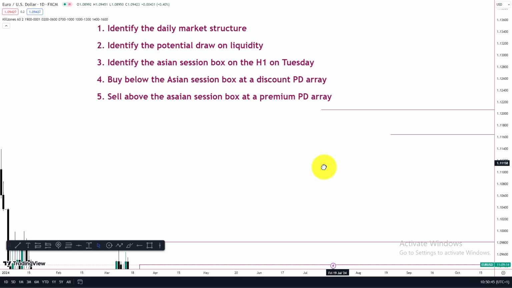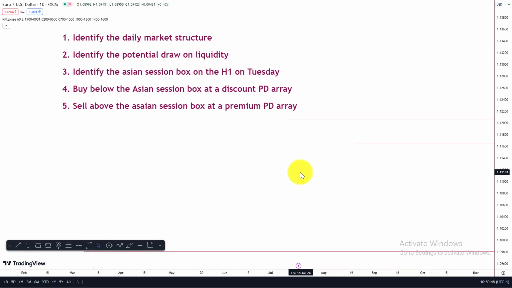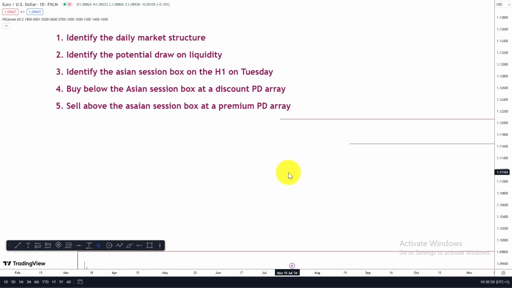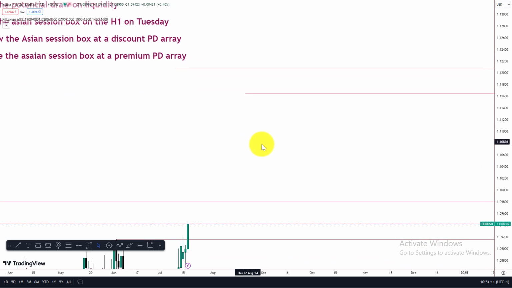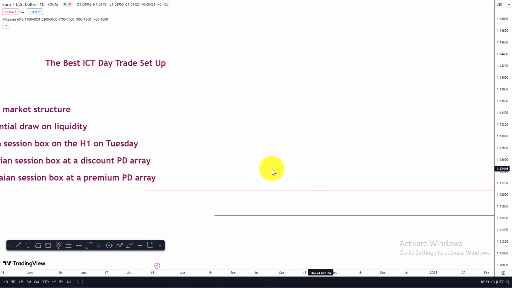All right, so the next thing you need to identify is the Asian session box on the 1 hour time frame that happened on Tuesday. So you need to do this on Tuesday. Why? This is because 70% of the time every Tuesday, almost every foreign currency asset will form the low of the week if we're in a bullish market structure, or price action will form the high of the week if we are in a bearish market structure.